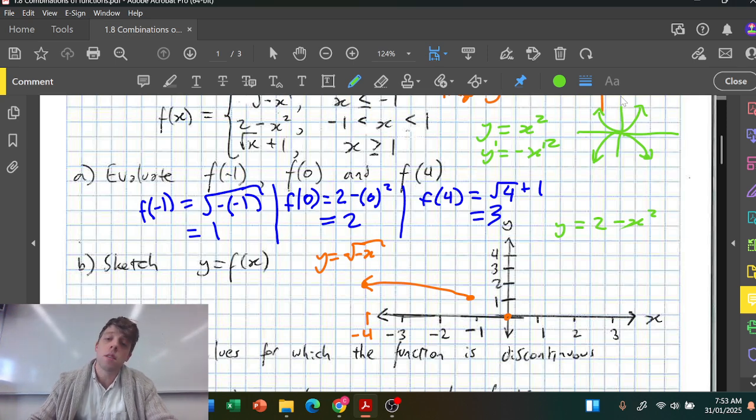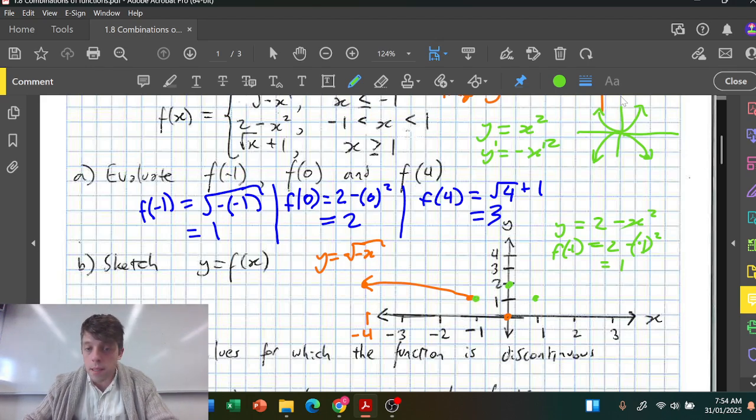0 squared is just 0, and then 2 minus 0 is just 2. So that's going to be my maximum here. Then let's consider, for example, 1. If we have f of 1 using this function here, then we're going to have 2 minus 1 squared being 1. So we have 2 minus 1, which is 1. Same for negative 1. What's negative 1 squared? Negative 1 times negative 1 is equal to 1. So we get the same answer over here. We get 2 minus 1, which is 1.